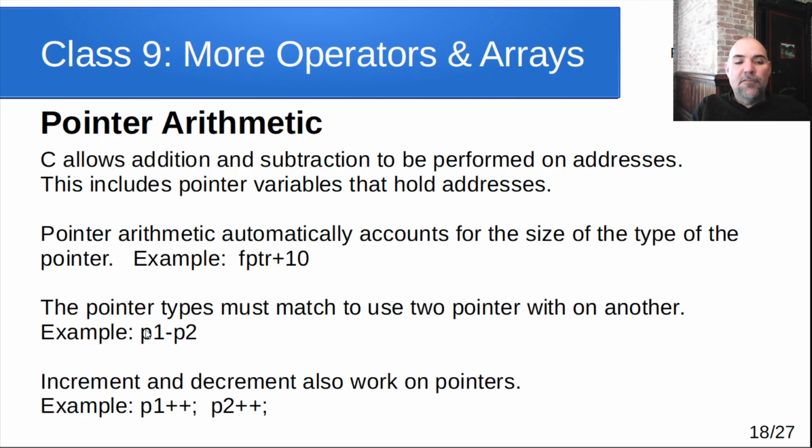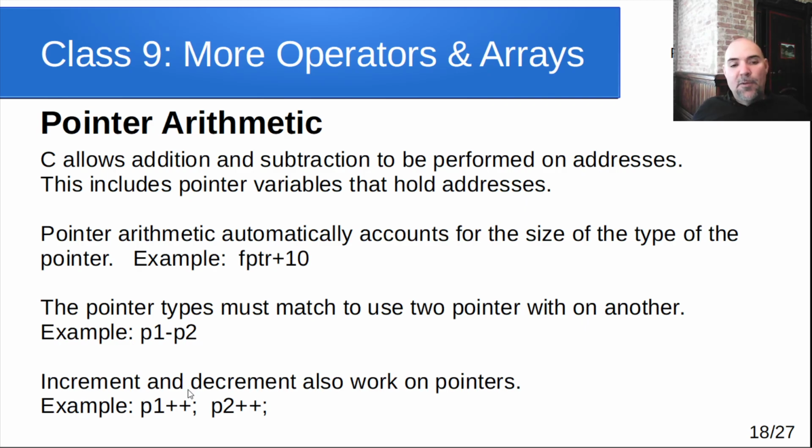For example, I couldn't take a float pointer and a character pointer and subtract them. The compiler won't allow that because it says, I don't know how many things that is, because this is a size of 1 and that's a size of 4. I have no idea which one you want that in terms of. So we have to make sure the types match.